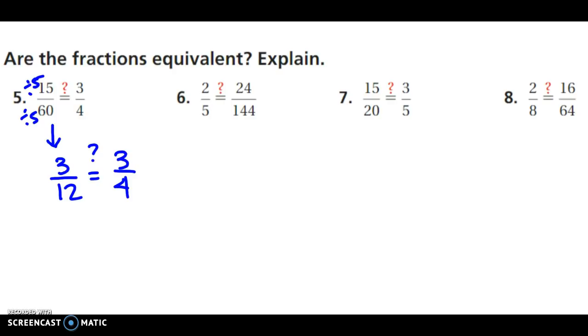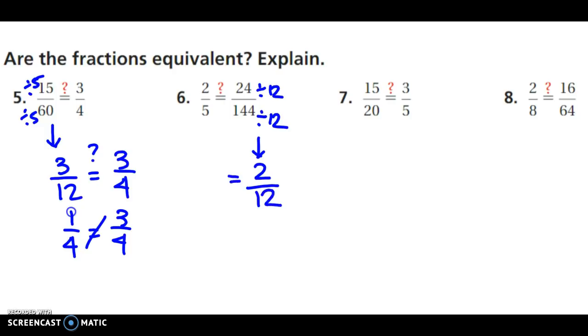3/12 is obviously not equal to 3/4, or I could even take this further and say 1/4 is not equal to 3/4. So your answer is no, not equivalent. What about the next one? Well, if I take 24 and 144 and try to simplify that, let me try dividing by 12. I know 12 goes into both of these, and that would give me 2/12. Well, 2/5 is not equal to 2/12, or this could also be written as 1/6, but again, it's not equal to 2/5, so they're not equivalent.